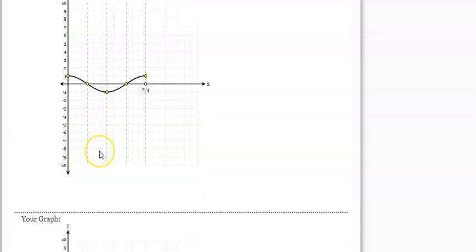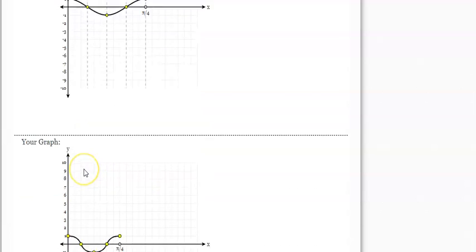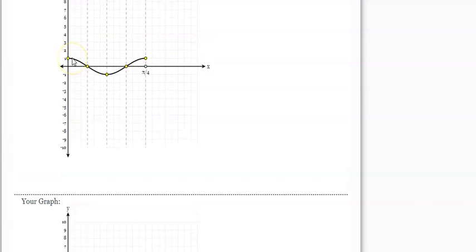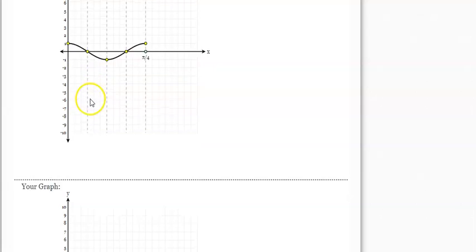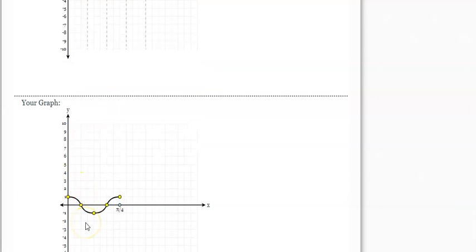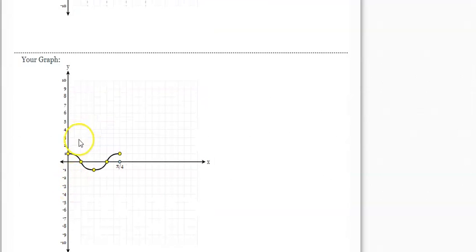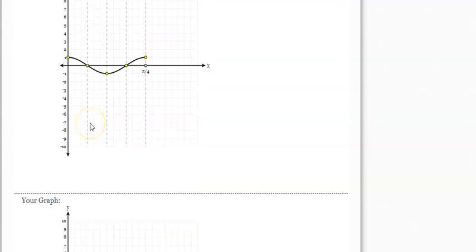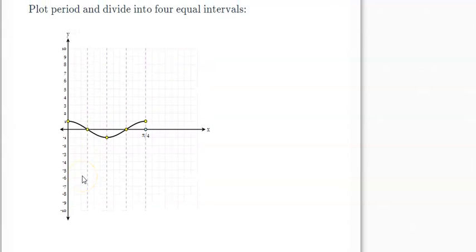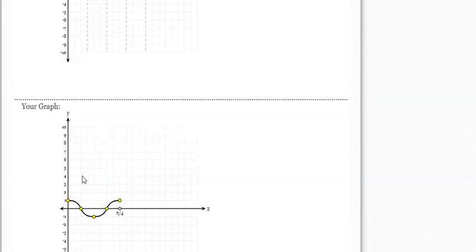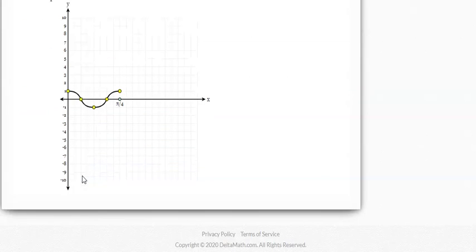Again, hey, they actually did it similar to me. Oh no, they went 3 over for every key critical point. I went 2 over every time. But again, the point is, as long as it's evenly distributed and you have the correct shape of the graph, again, for cosine, it's high, mid, low, mid, high. And you know where the maximum is based on the amplitude and the midline. So, there you go. There's your example on drawing cosine.